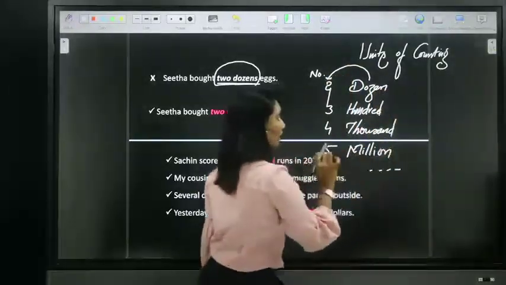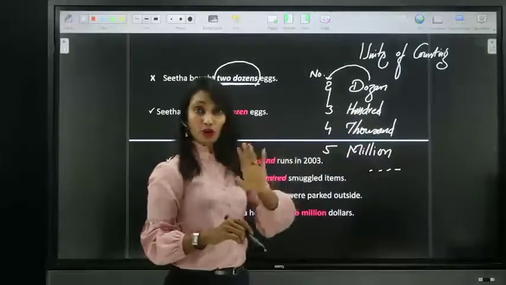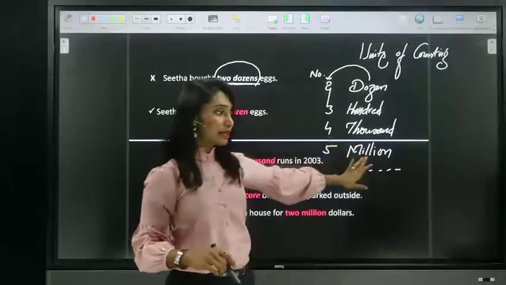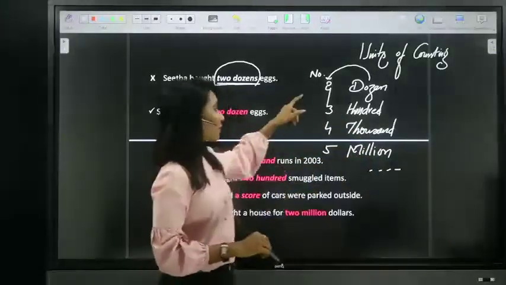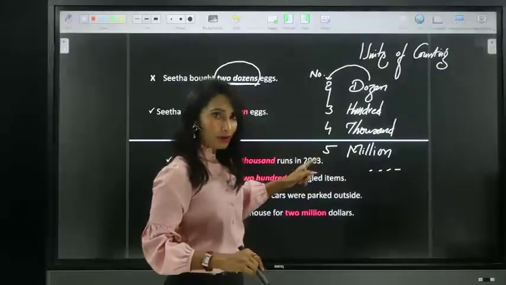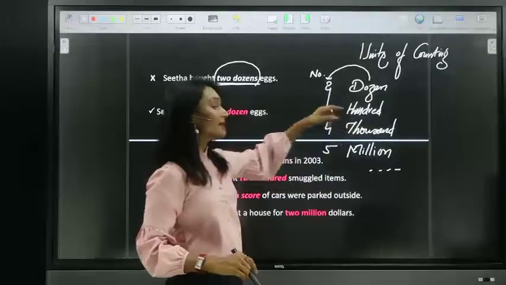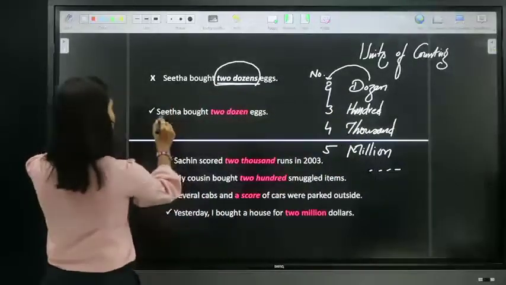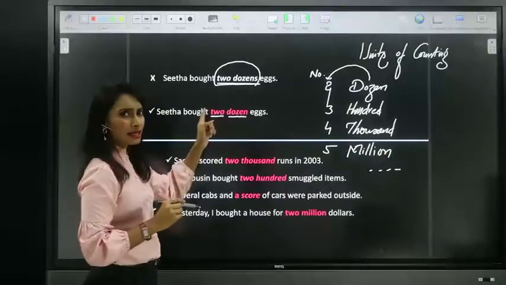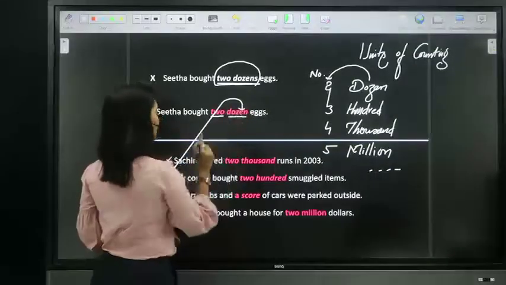When these units of counting are preceded by a number like 2, 3, 4, 5, etc., they should never be pluralized. 2 dozen, not dozens. 300, not hundreds. 4,000, not thousands. 5 million, not millions. So do remember. They're always in singular sense. Hence, it should be Sita bought 2 dozen eggs, because it is preceded by 2, which is a numerical adjective. So 2 dozen, not dozens.